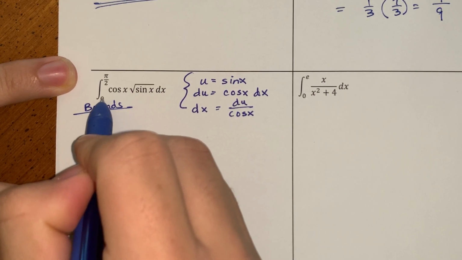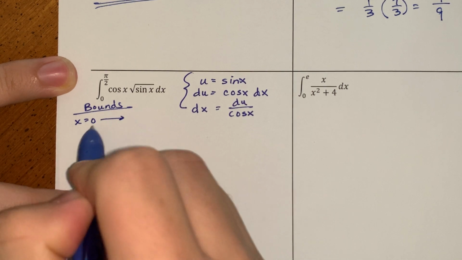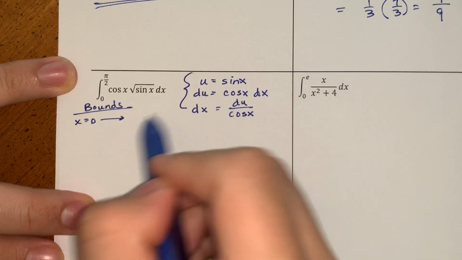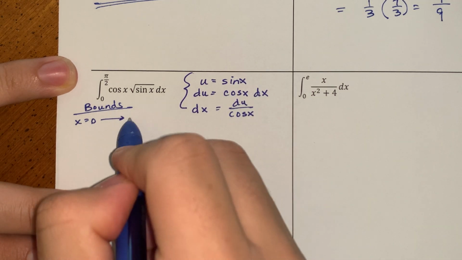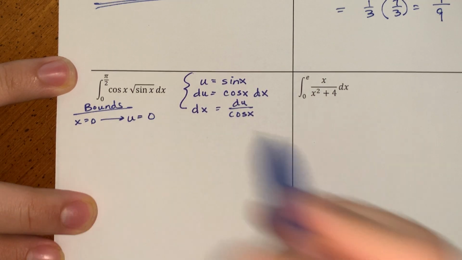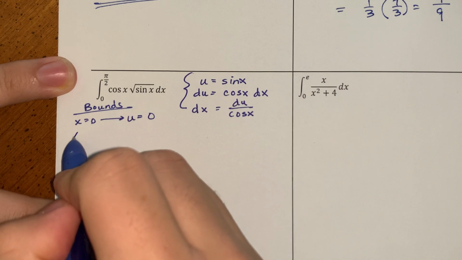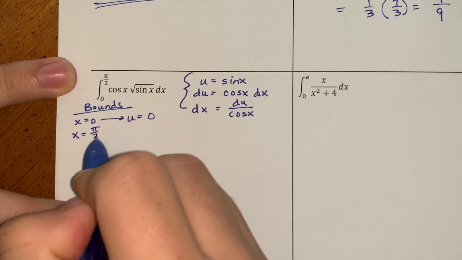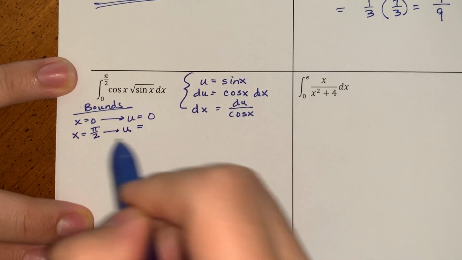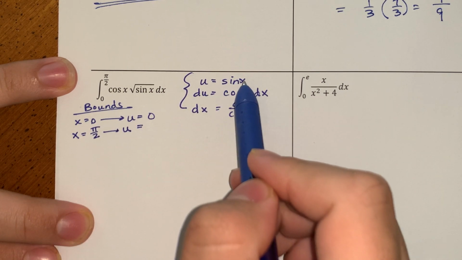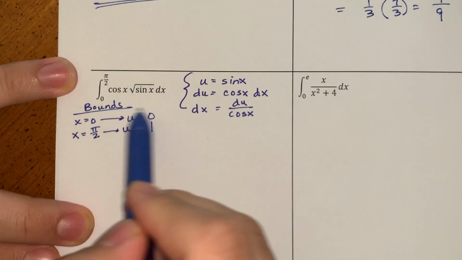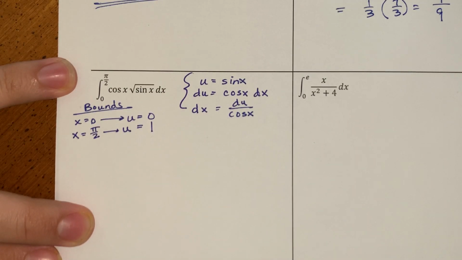If we're going from x equals 0, if I plugged in 0 into that, sine of 0 is 0. So for x equals 0, my u is also going to be 0. And then for my x bound of pi over 2, my u bound is going to be, well, if I plugged in pi over 2 into my u function, that's going to be sine of pi over 2, which is 1. So those are my new bounds that I'm going to be working with.